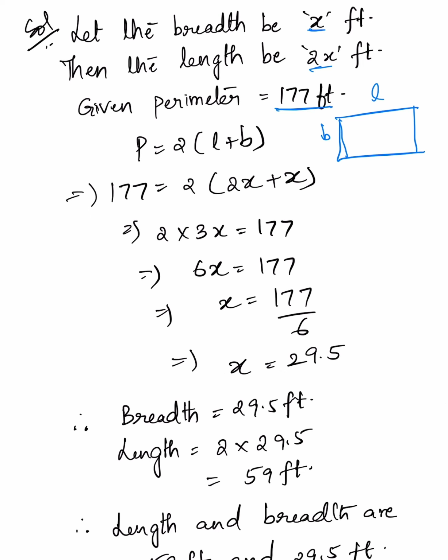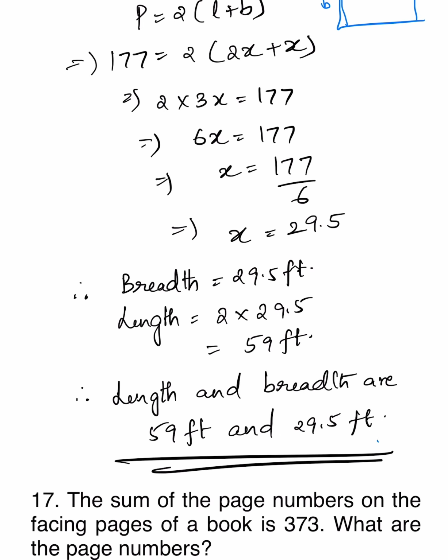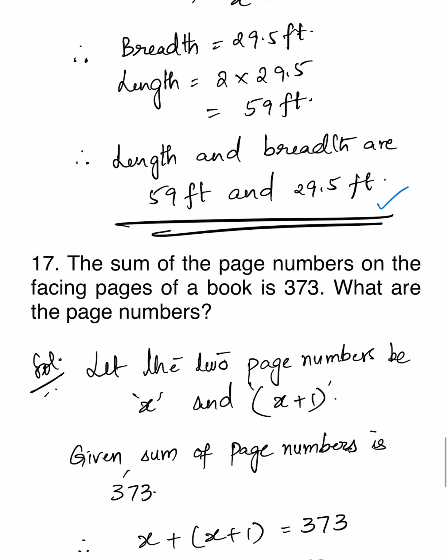Therefore the breadth is 29.5 feet and the length is 2 into breadth. 2 into 29.5, that is 59 feet. Therefore the length and breadth are 59 feet and 29.5 feet respectively.